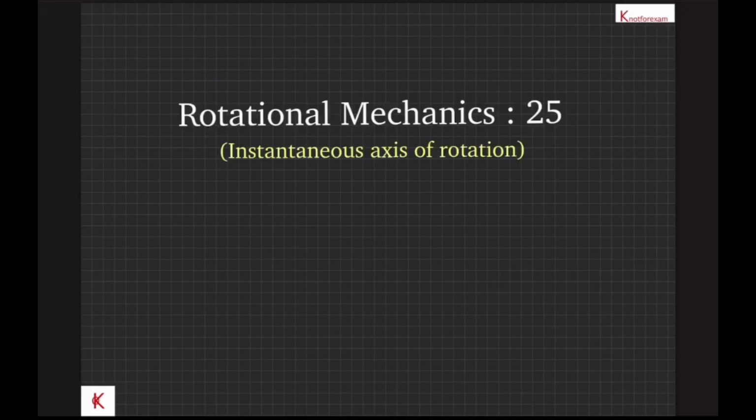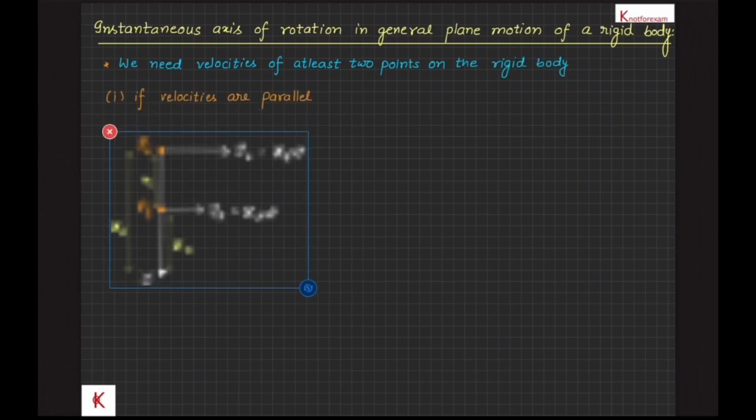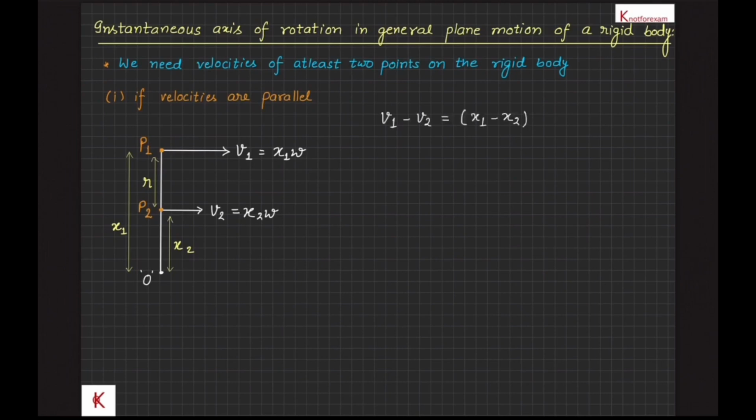We are going to discuss instantaneous axis of rotation in general plane motion of a rigid body. To find instantaneous axis of rotation, we need velocities of at least 2 points on the rigid body. Let's take a look at the given figure if velocities of 2 points are parallel. Since axis of pure rotation will be perpendicular to the velocity, therefore axis of rotation will be on the line joining the 2 points, and as shown in the figure, let point O be on the axis of rotation and at a distance x1 and x2 from the points p1 and p2.